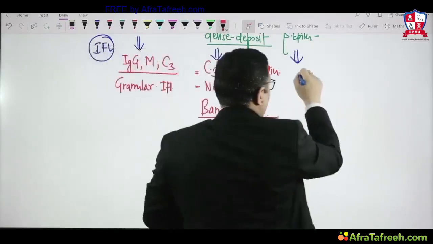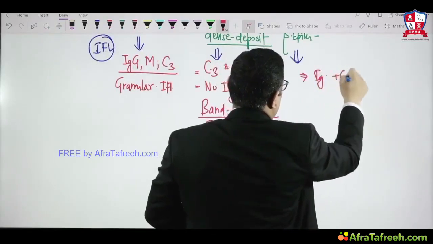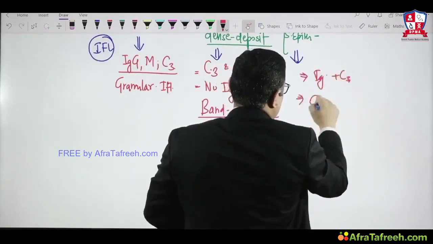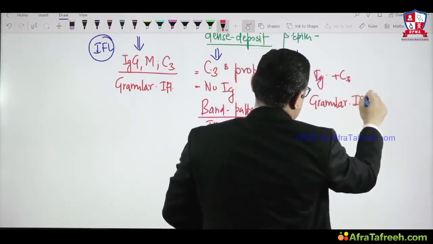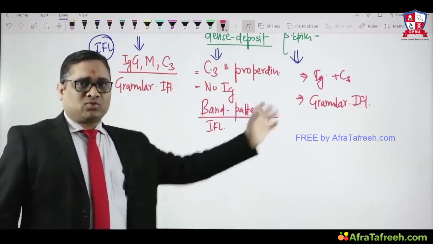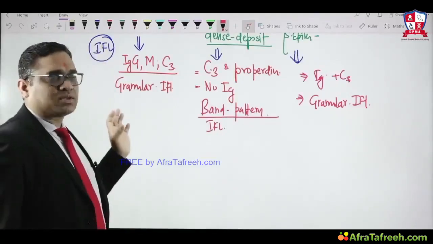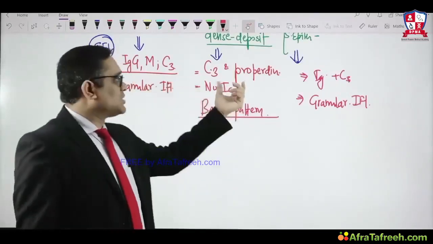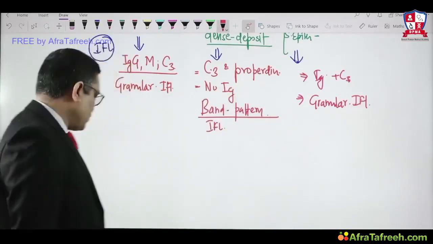In type 3 you will see immunoglobulin also, complement also, and they will be having granular pattern of immunofluorescence, right? So these are important points about MPGN type 1, type 2 and type 3. Again, I will recall: type 1, granular immunofluorescence. Type 2, dense deposit of C3 and properdin, band pattern. And type 3 will be having granular immunofluorescence, right?